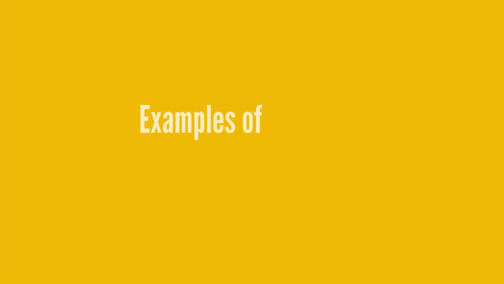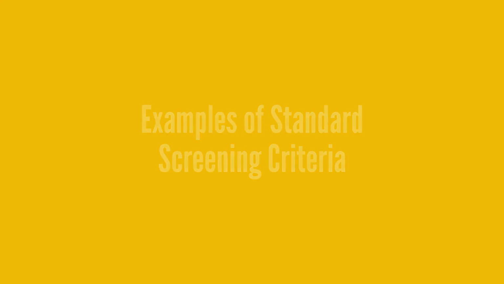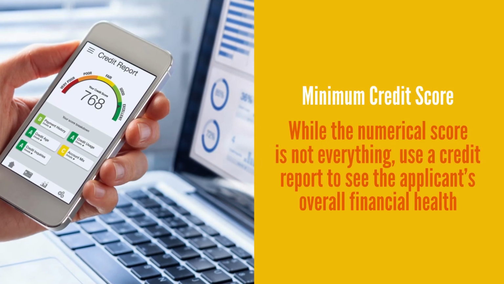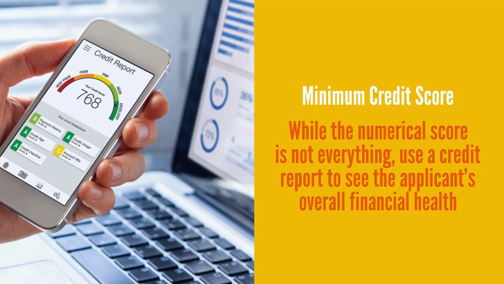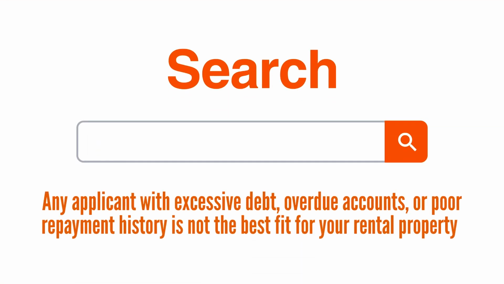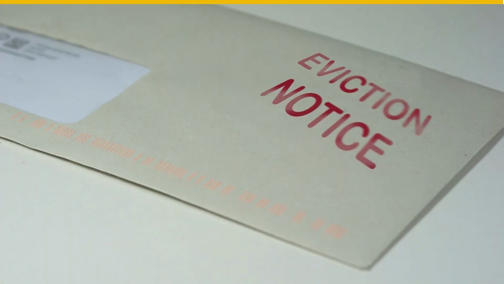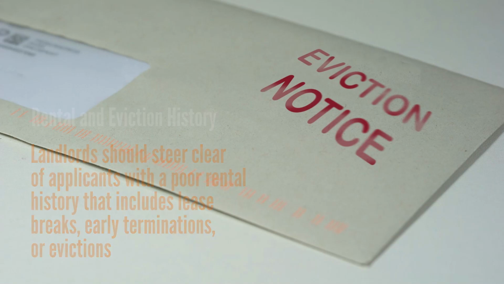A few examples of standard screening criteria to help landlords choose between multiple tenants include: Number 1, a minimum credit score. While the numerical score is not everything, use a credit report to see the applicant's overall financial health. Any applicant with excessive debt, overdue accounts, or poor repayment history is not the best fit for your rental property. Number 2, rental and eviction history. Landlords should steer clear of applicants with a poor rental history that includes lease breaks, early terminations, or evictions.